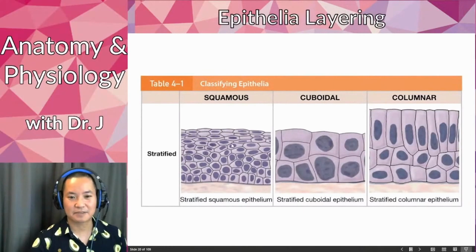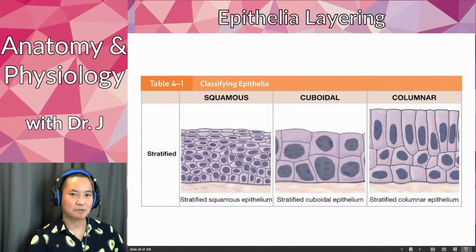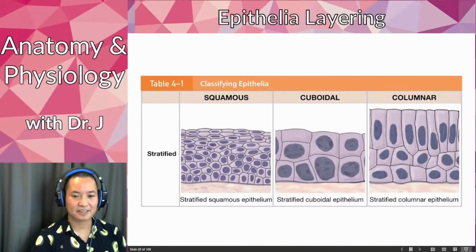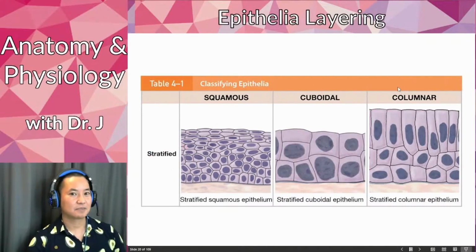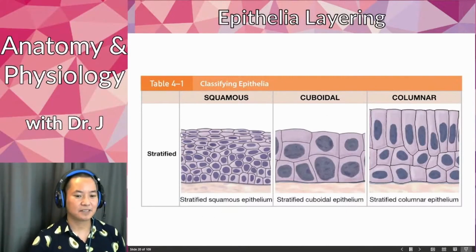So the cool thing is that epithelia, what I showed in the previous example were simple epithelia. But what we have here are stratified epithelia. And what you notice is that, hey, they also can combine with those three shapes. So we have stratified squamous epithelia, stratified cuboidal, and stratified columnar. What's the big difference between this and the previous example? Well, in the previous example, we only had one layer on this basement membrane. But notice that in this squamous, we have multiple layers, cuboidal, we have multiple layers, columnar, we have multiple layers.